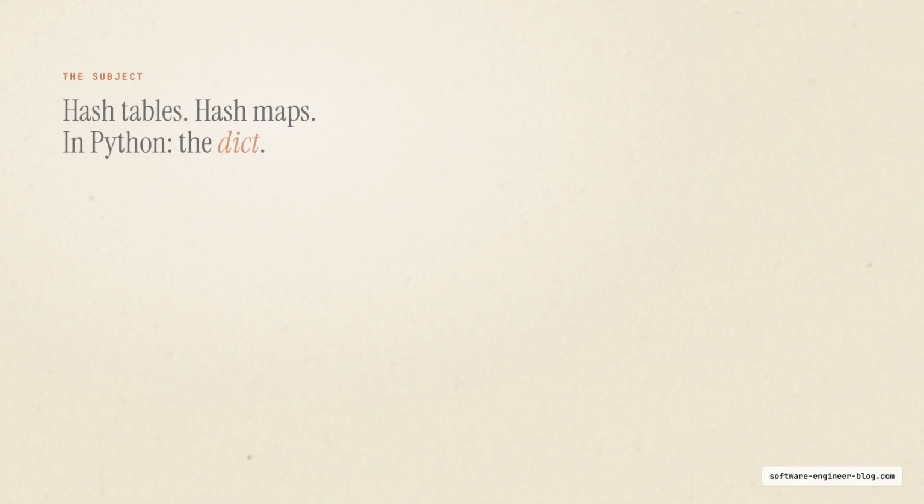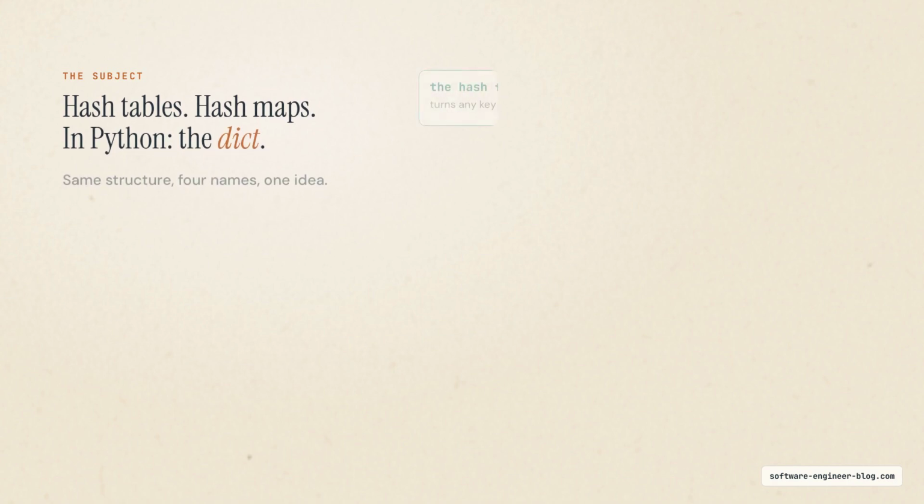So let's name the subject. This is hash tables. You will also hear them called hash maps, dictionaries, or associative arrays, depending on the language you grew up in. Same structure, 4 names. In Python, it is the dict, and it is also the set.